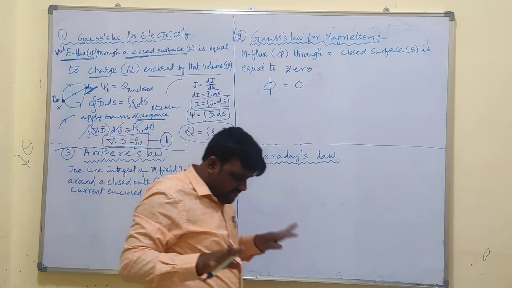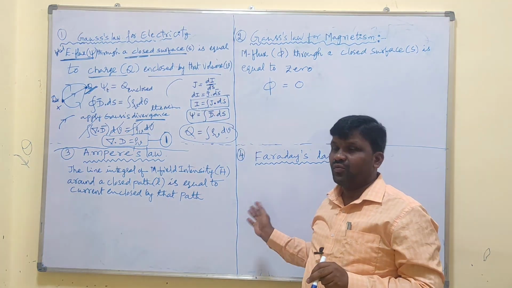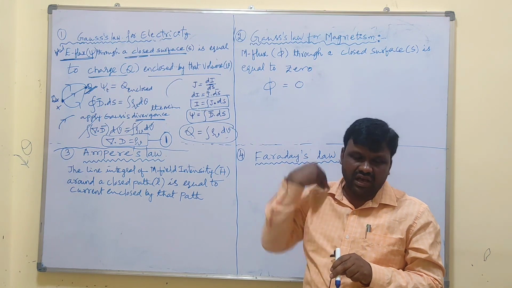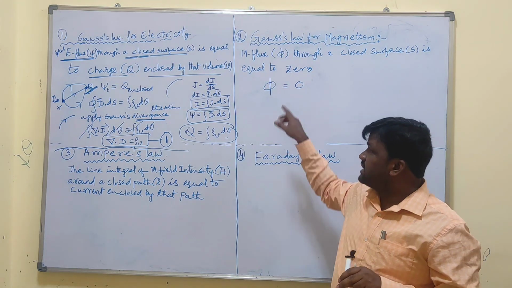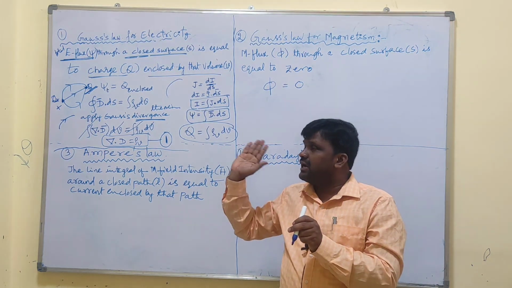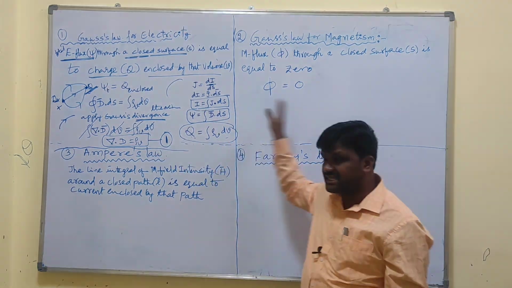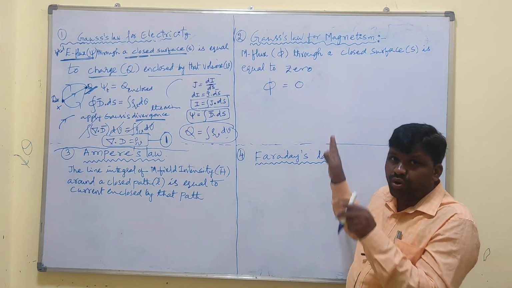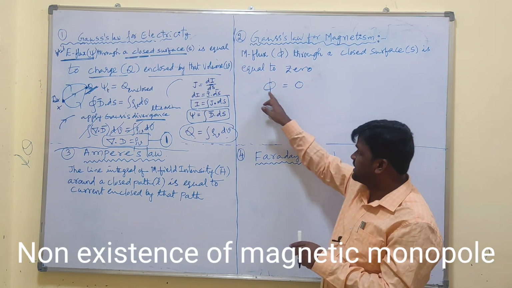But in case of the magnet, there is no monopole like positive or negative. If you take any magnet, either it is small or large, it is consisting of what? North and south poles. There is a non-existence of magnetic monopole. Whereas in case of the electric charge, there exists separate positive charge and negative charge. There is a possibility of monopole in case of the electric field. But in case of the magnetic field, in case of the magnet, there is no such monopole. Non-existence of monopole leads to what? Phi equal to 0. I will explain this one later.